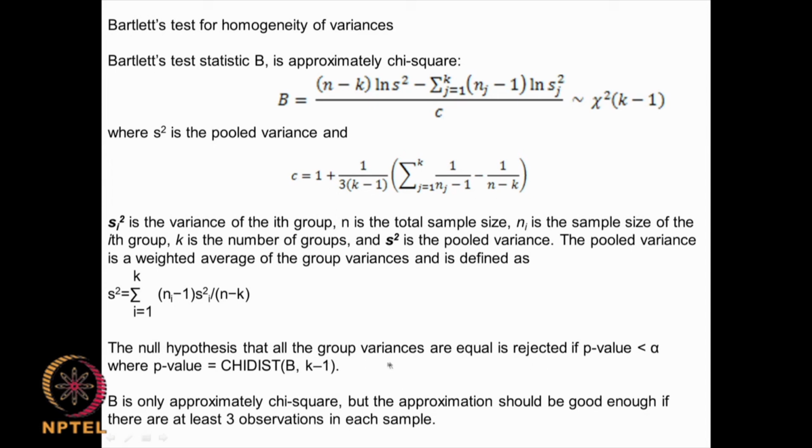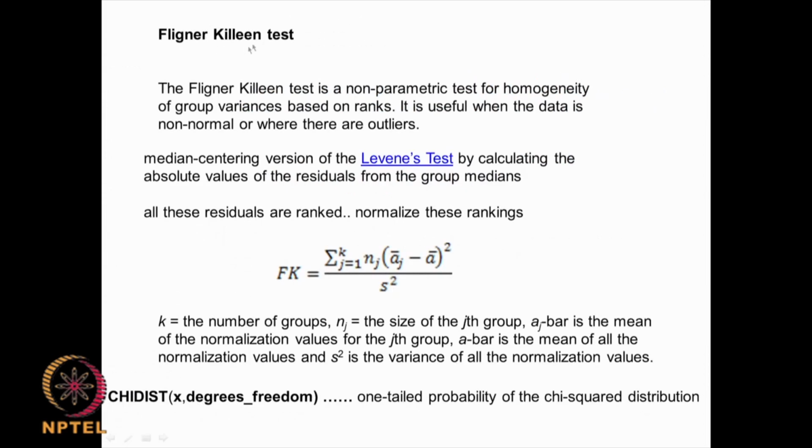So, what is the null hypothesis? That all group variances are equal. It is rejected if the p value is less than alpha. And your chi-square distribution will come here, where k is the number of groups, so obviously k minus 1 is your degrees of freedom. So, in Bartlett's test, we have a statistic and then we apply the chi-square distribution. In the Fligner-Killeen test, we have a statistic which makes use of residuals, then again we apply the chi-square distribution.